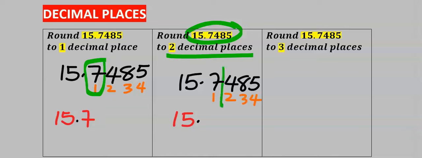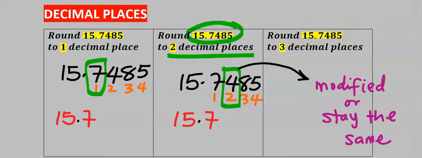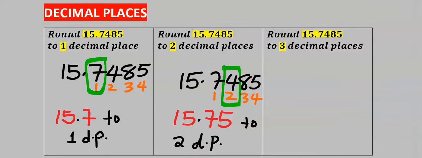Next, this is the second position after the decimal. Hence, the first position, which is 7, is free. This 4 will either be modified or it will stay the same. However, 8 is up to 5 and is going to modify 4 to become 5. Our answer is 15.75.